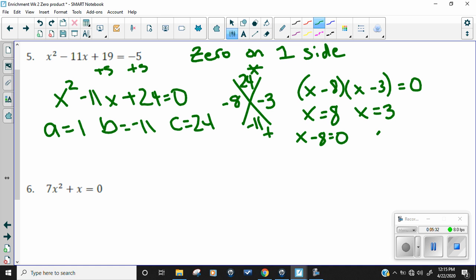But you could do the x minus 8 equals 0. Solve. X minus 3 equals 0. That's a 3. Solve. But these are your two answers. So you get two answers because it's a quadratic. You don't always get two answers.